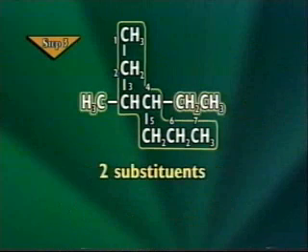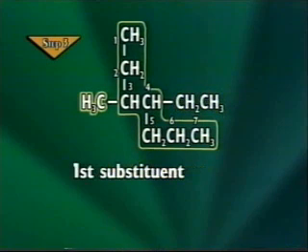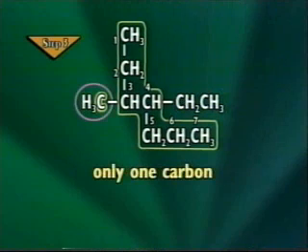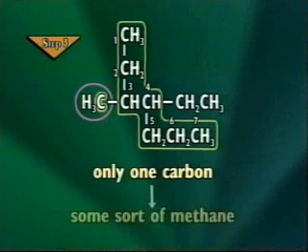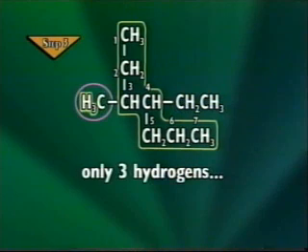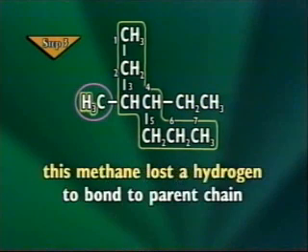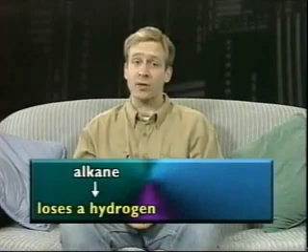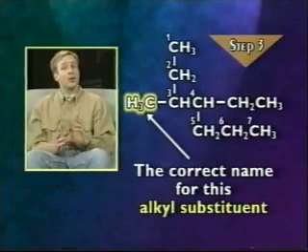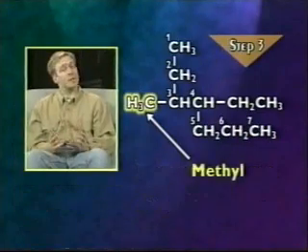This heptane has 2 substituents. The first, which is bonded to the number 3 carbon, is CH3. It only has 1 carbon, so we know it must be some sort of methane. It only has 3 hydrogens, though, and this tells us that this methane has lost a hydrogen so that it could bond to the parent chain. We told you earlier that an alkane which loses a hydrogen is an alkyl group, and the correct name for this alkyl substituent is methyl.